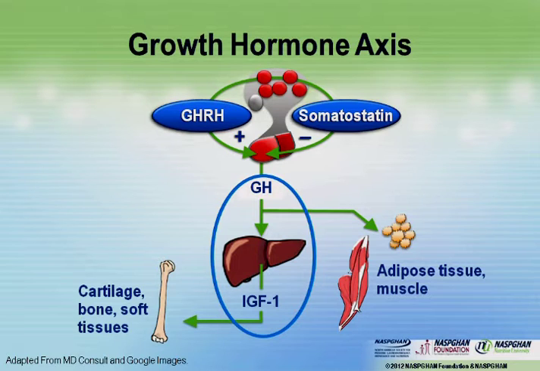So this schematic simply shows the growth hormone axis, in which gonadotropin releasing hormone and somatostatin play an impact on their feedback loop. So growth hormone is produced, and it can have a direct effect on the liver. The liver produces IGF-1, an increased expression. So IGF-1 goes on to affect cartilage, bone, and soft tissues. Growth hormone by itself can affect adipose tissue and muscles.